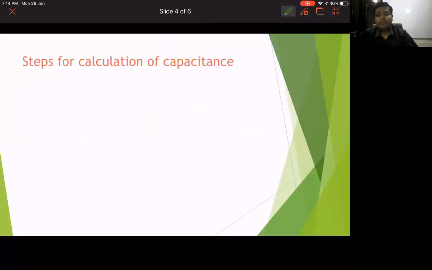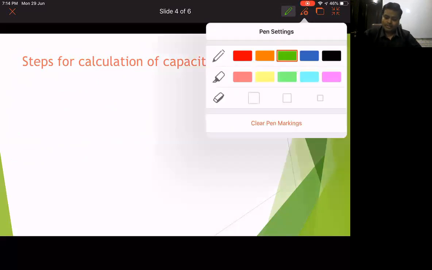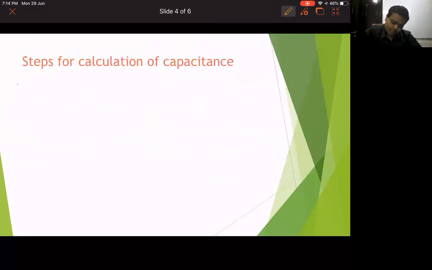Now, what to do? We need to understand the steps for the calculation of the capacitance. So let's quickly go through the steps. Step number 1: assume the charge Q on the plate of the capacitor.